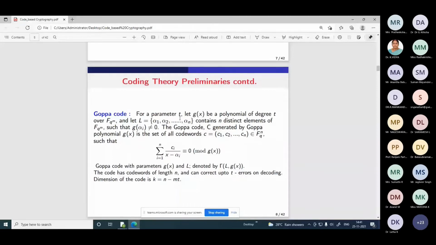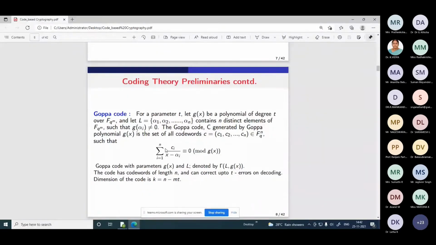For a parameter t, let g of x be a polynomial of degree t. You are choosing a parameter t and taking a polynomial of degree t over F_q^m, F q to the power m. And let L be the set of elements alpha 1, alpha 2 to alpha n, containing n distinct elements which are not roots of this polynomial. So it is simple: you are taking a polynomial of degree t and choosing some elements alpha 1 to alpha n which are not the roots of this polynomial. When you have these two sets, you can generate the Goppa code.